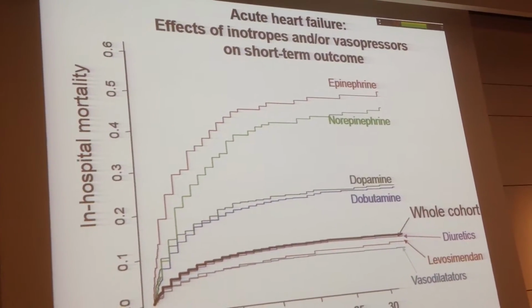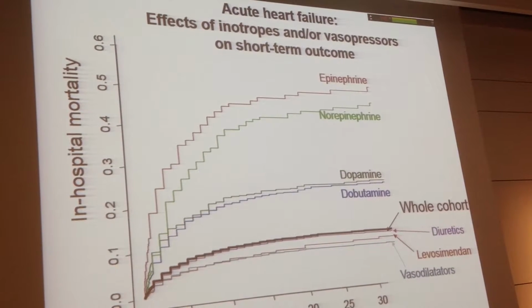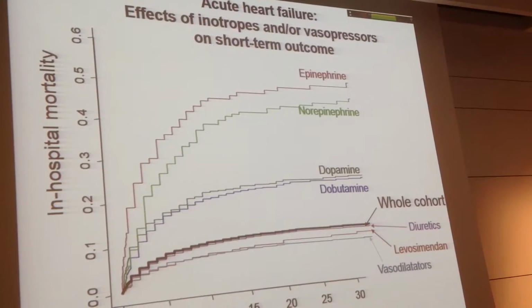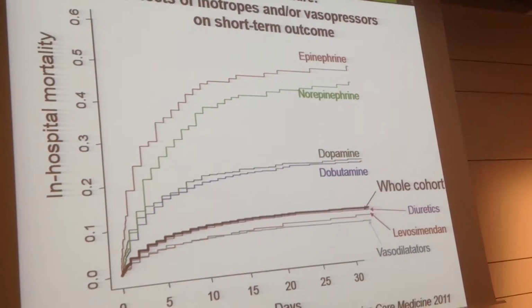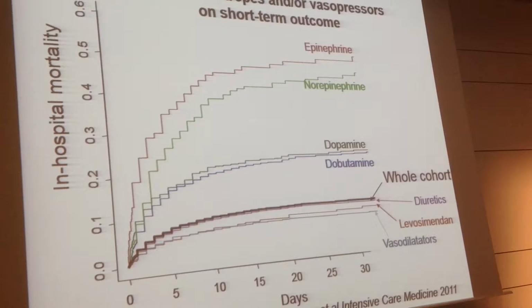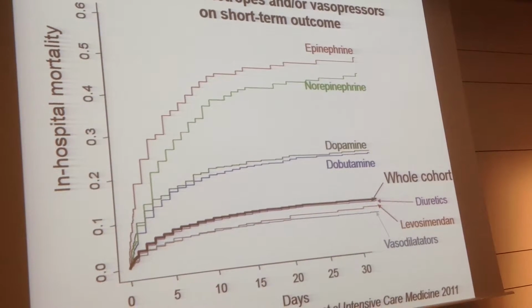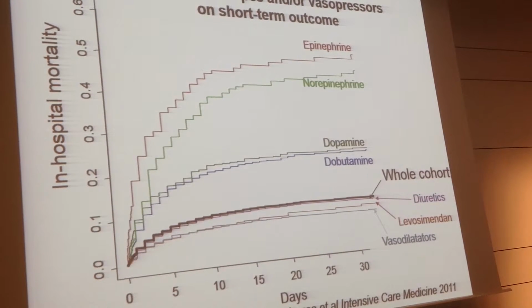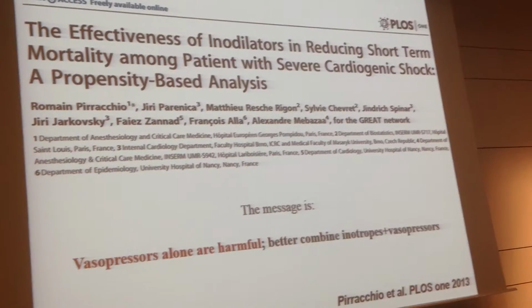Several years ago, the ALARM-HF database compared, using propensity score, many of those inotropes in close to 5,000 acute heart failure patients, including cardiogenic shock. And using propensity score, we could show that the use of epinephrine seems to be associated with a higher mortality.